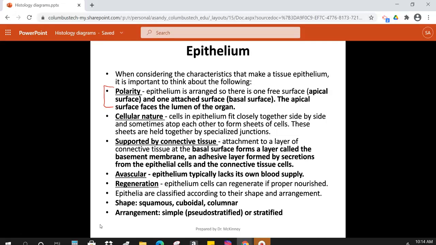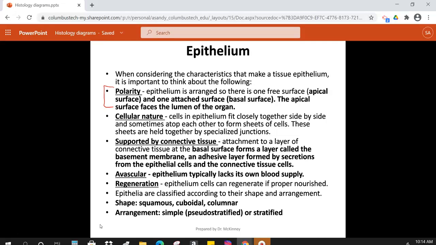Epithelial tissue is avascular, meaning that there is no blood supply. So all of the nutrition that goes to the epithelial cells will be provided by that underlying dermal layer, or underlying connective tissue layer.